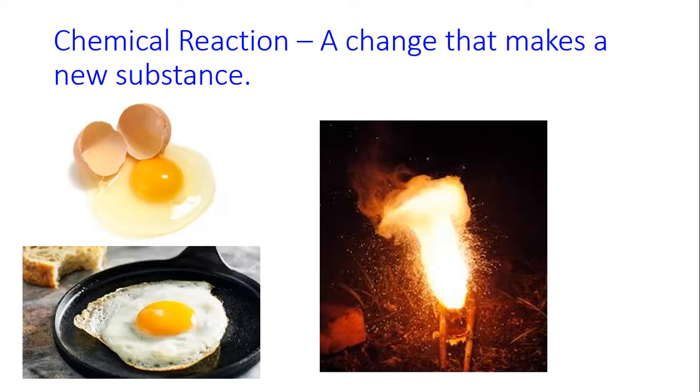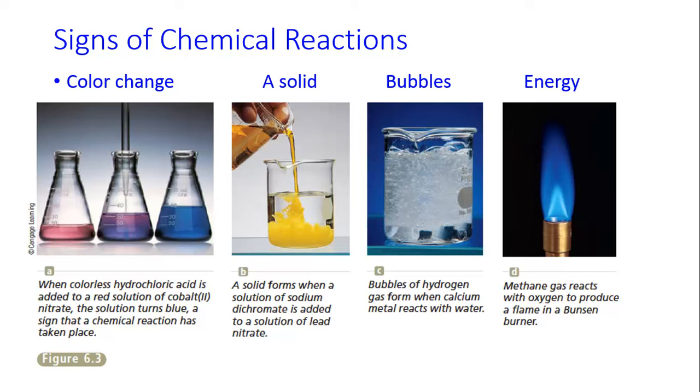A chemical reaction is a change that makes a new substance. So we start with an egg and we fry the egg, and this is a chemical change. A chemical reaction occurs. We cannot go backwards with this. It is irreversible. And the second picture is burning magnesium. We cannot go back and get magnesium after we have burned it. It creates a new compound called magnesium oxide. So there are 4 signs of chemical reactions.